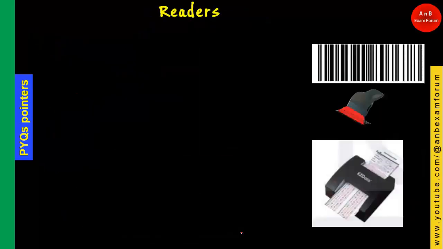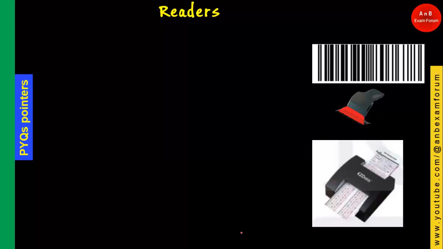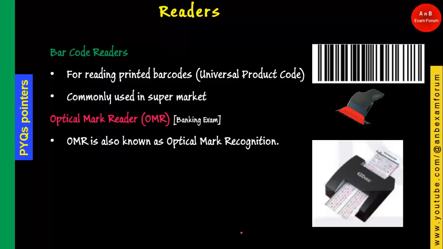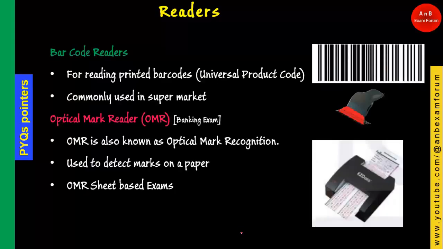The next input devices are the readers. What do you mean by readers? These are readers like the barcode reader and optical mark reader. The barcode reader, as the word itself suggests, reads barcodes. These lines are bars, and they have a hidden code in them. Sometimes there are some numbers written over it like 1 2 7 6 5. So this code is written in the form of bars.